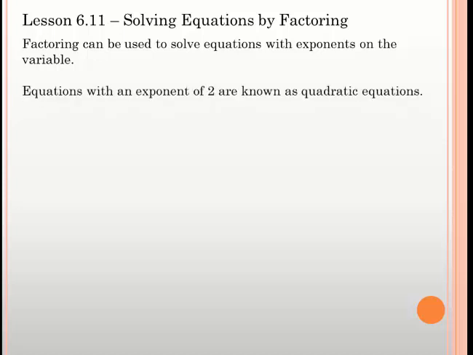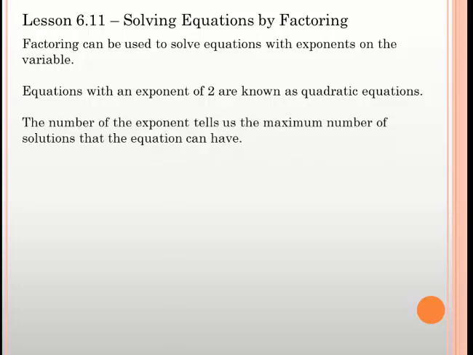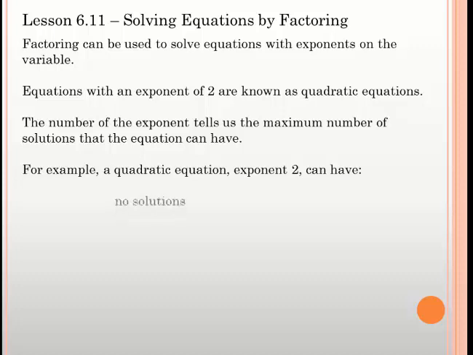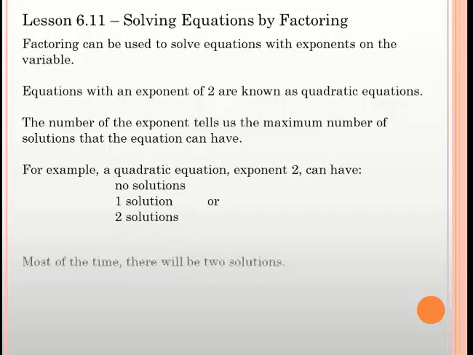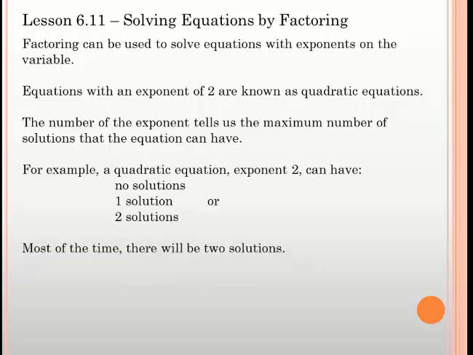Equations with an exponent of 2 are known as quadratic equations. The number of the exponent tells us the maximum number of solutions the equation can have. So, for example, a quadratic equation, which has an exponent of 2, can have no solutions, 1 solution, or 2 solutions. It cannot have any more than that. Most of the time, a quadratic equation will have 2 solutions.